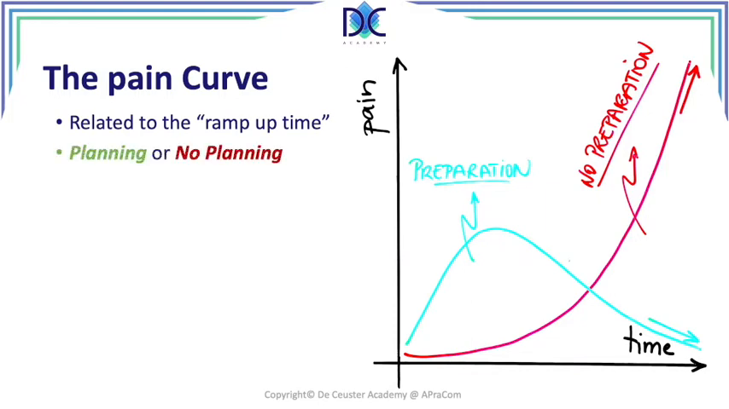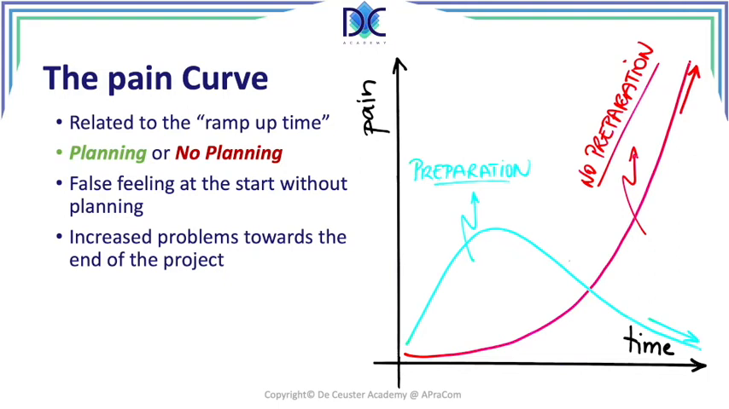Now, the question here is, do we plan or not plan? When we have planning, we look at the preparation, we understand what we are doing. And when there is no planning, there is no preparation, and we will find later more and more things that are going wrong. We give, in fact, a false feeling at the beginning when we start without planning, because everything is going very fast, there is action, but we may lose sight of what's happening in the future. Towards the end of the project, we find more and more problems because of the lack of preparation.